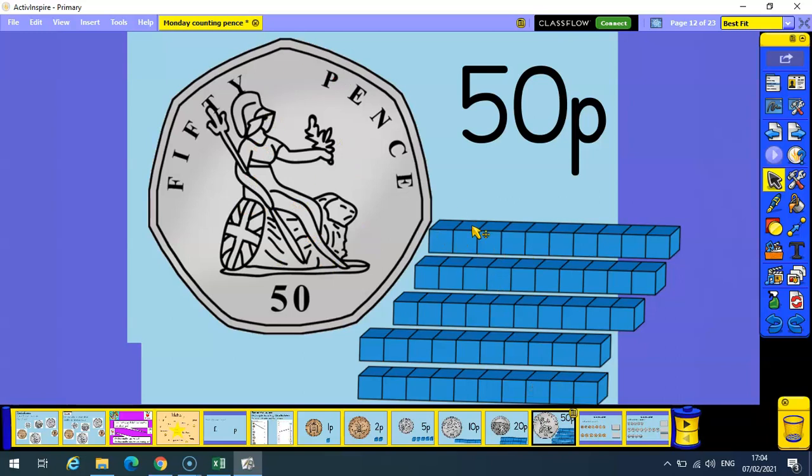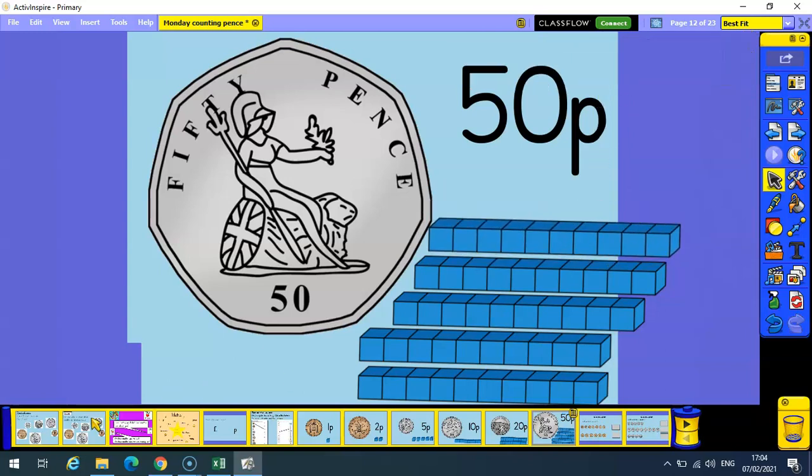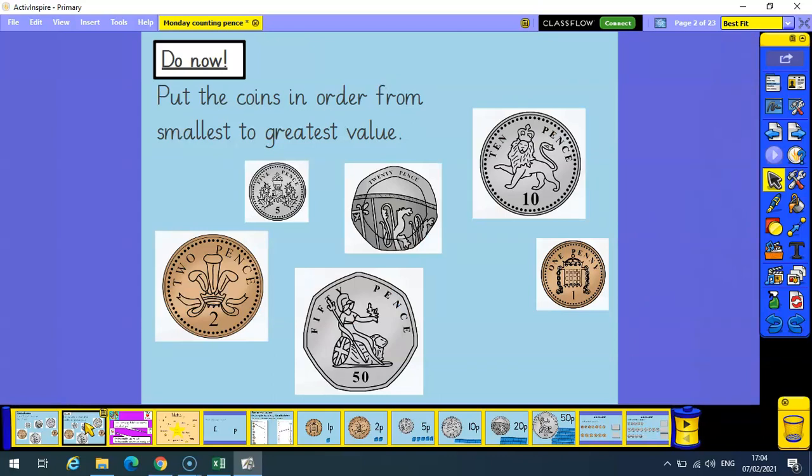50p is worth 50 ones. Or 1, 2, 3, 4, 5 tens. So let's go back. Oopsie. Let's go back to this slide and see if you got it right.